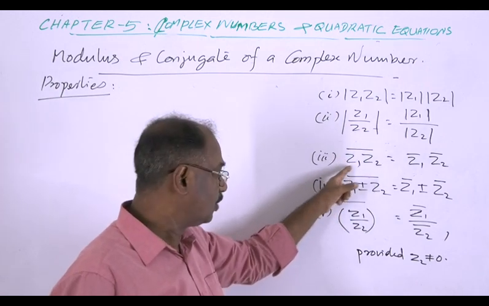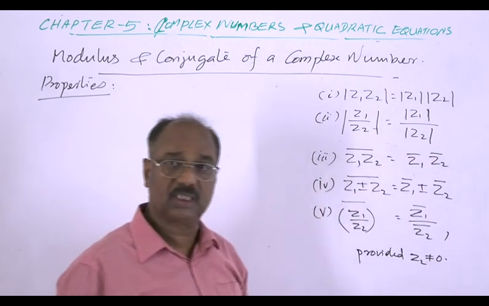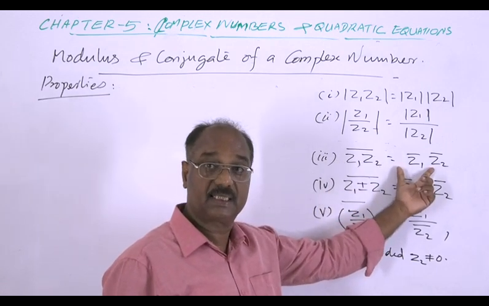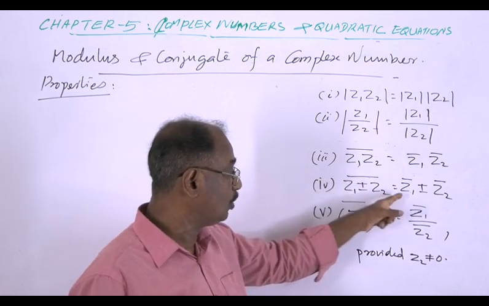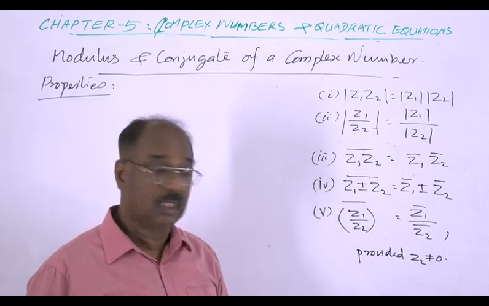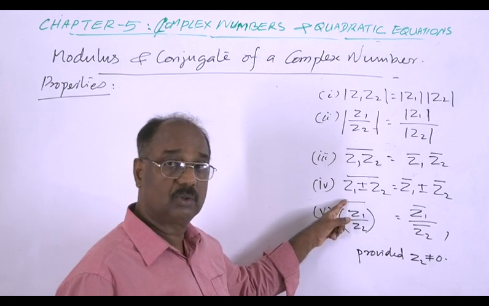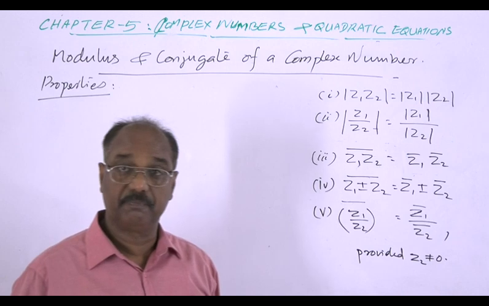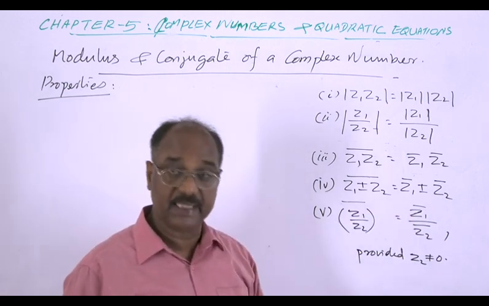Then conjugate of Z1 into Z2 is equal to Z1 conjugate into Z2 conjugate. Conjugate of a product is the product of the conjugates. And conjugate of Z1 plus or minus Z2 is equal to Z1 bar plus or minus Z2 bar. And finally, the conjugate of Z1 by Z2 is equal to Z1 conjugate by Z2 conjugate. The conjugate of a quotient is the quotient of the conjugates.